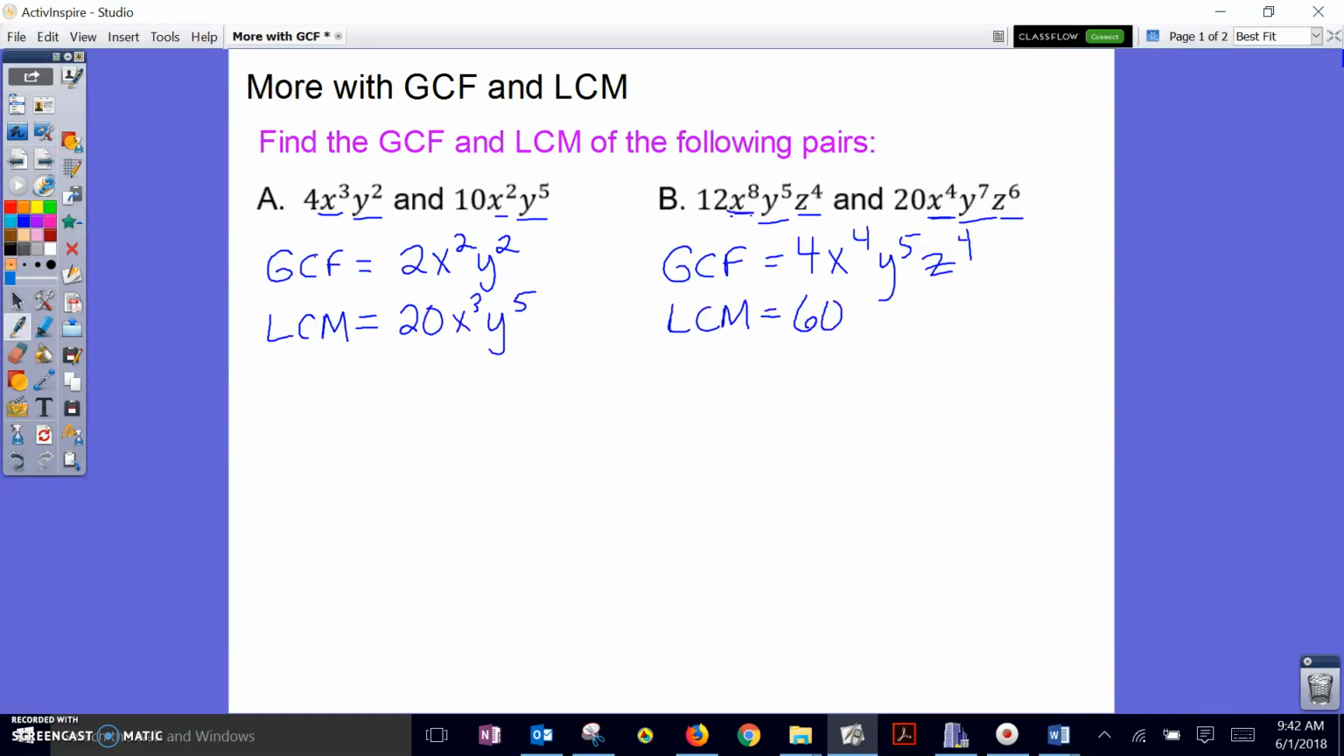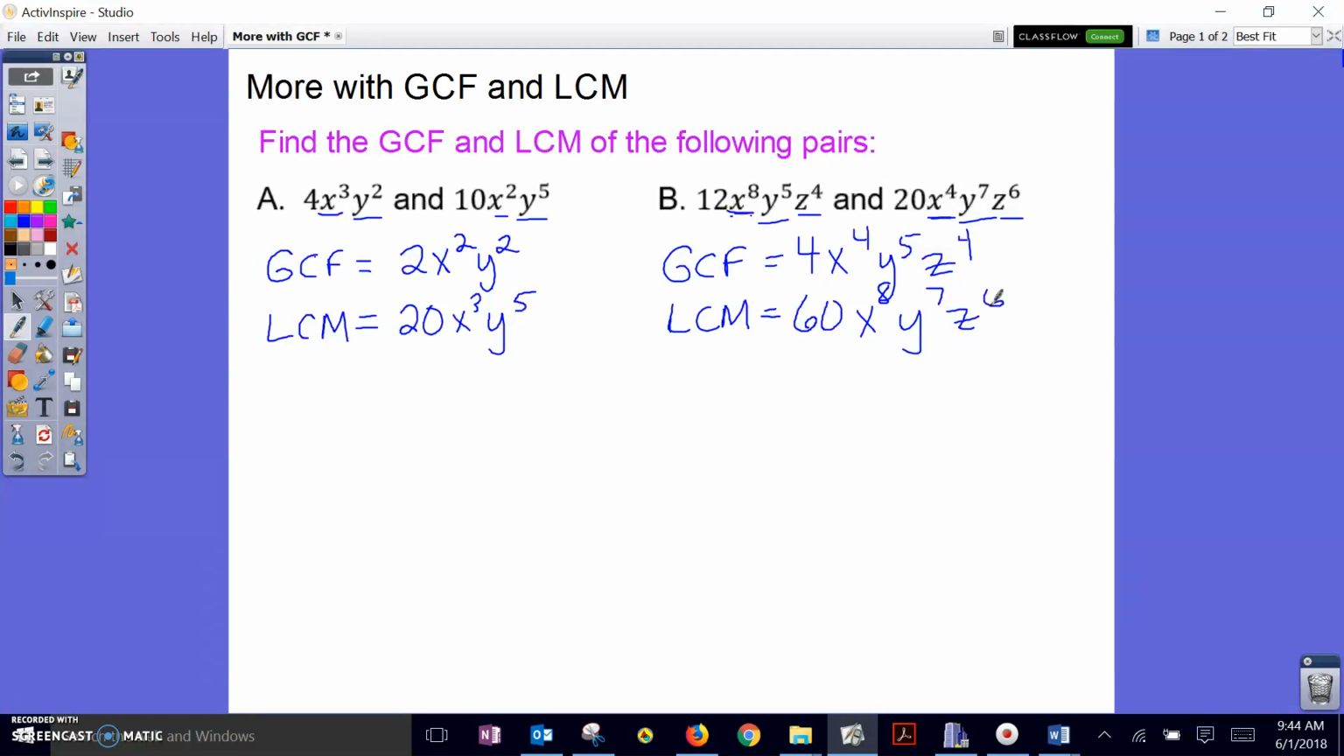And now 60 is bigger than the two numbers to remind me that I want the larger power of the variables. So x to the 8th and x to the 4th. The bigger one is x to the 8th. Y to the 5th and y to the 7th. The bigger power is y to the 7th. And z to the 4th and z to the 6th. The bigger power is z to the 6th.